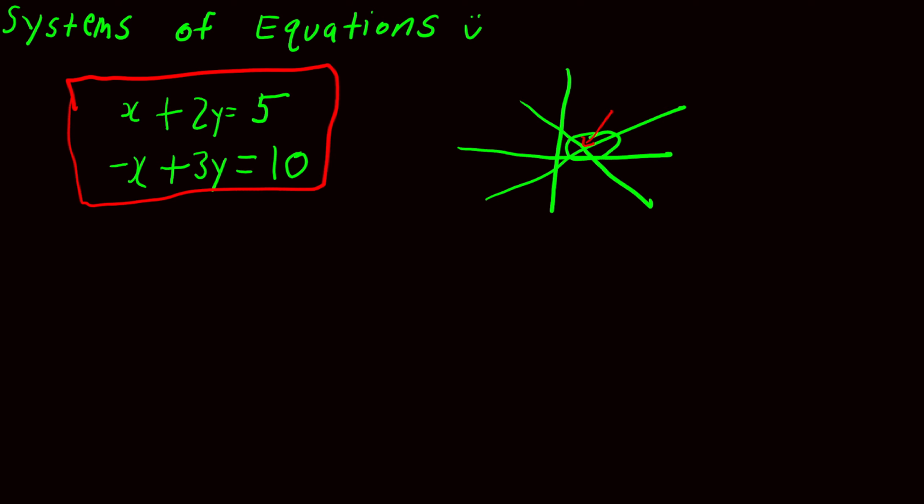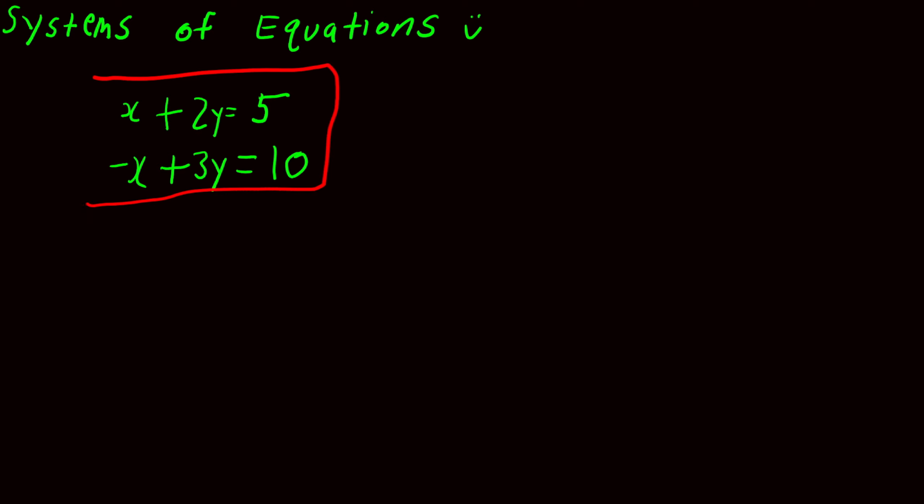Okay, so now, how do we solve this? Because every time we don't want to just sit here and graph our lines. That'll take too long. So, we just use what we already know. We know how to add, we know how to subtract, we know how to divide, we know how to do algebra. Okay, so x plus 2y equals 5 and negative x plus 3y equals 10.